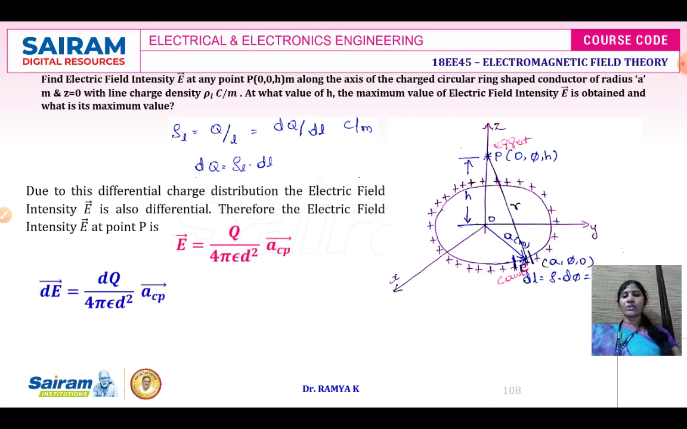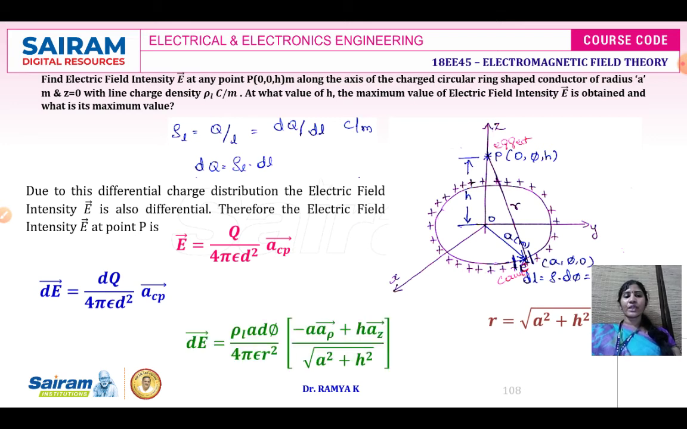When the charge distribution is differential, the electric field intensity is also differential, where we will get dE is equal to dq divided by 4 pi epsilon d square. d is nothing but the distance between your cause and effect. Here the distance between the cause and effect is going to be r, which we need to identify. r is equal to root of a square plus h square, as shown over here. Next, substituting the value of r, you will get the equation rho L a d phi divided by 4 pi epsilon r square into minus a a rho vector plus h a z divided by root of a square plus h square.